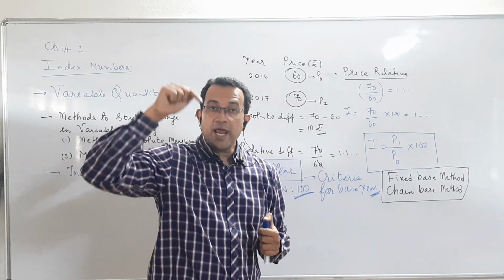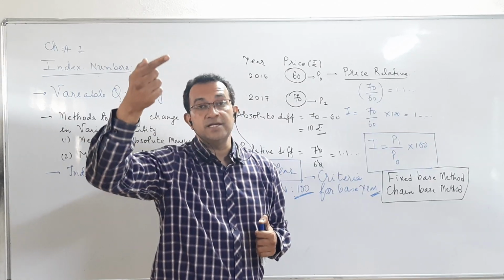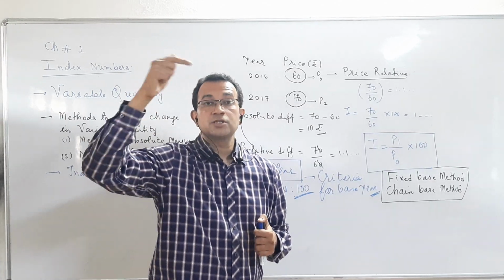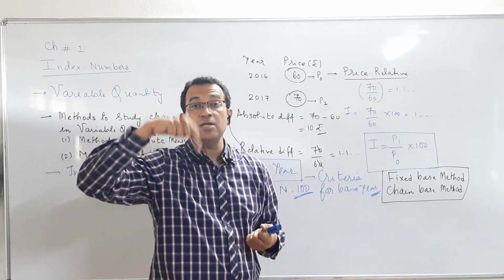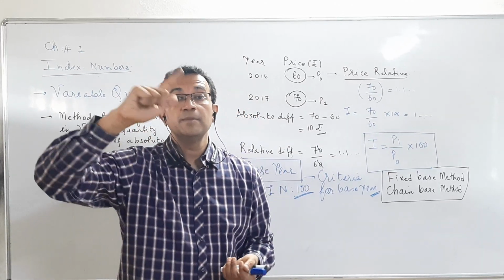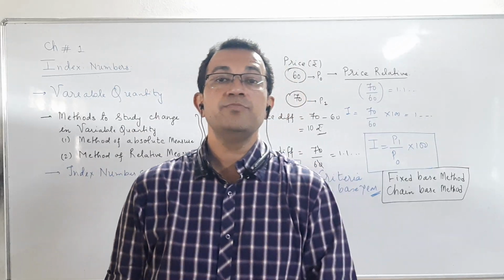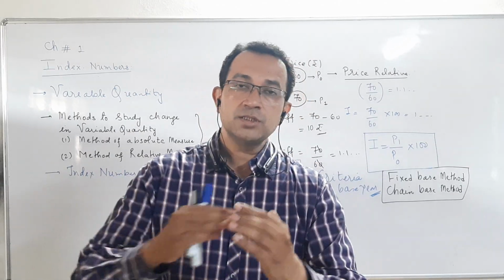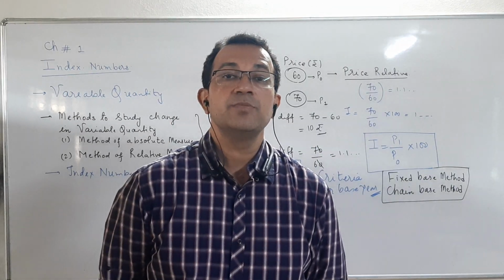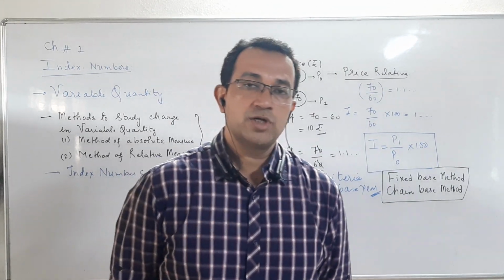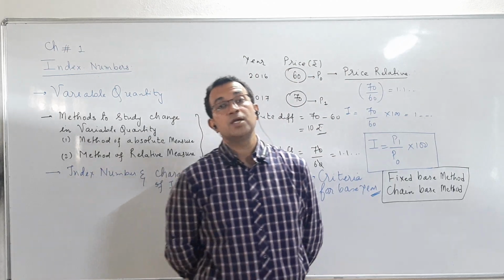Now for 12, 11 will be the base year. For 13, automatically 12 will be the base year. In chain based method, by default, previous year value becomes base year's value, or the previous year to the current always becomes base year. So students, base year is very, very important.